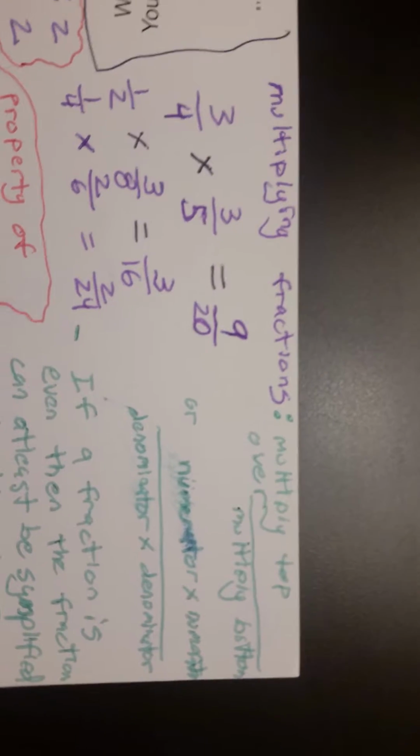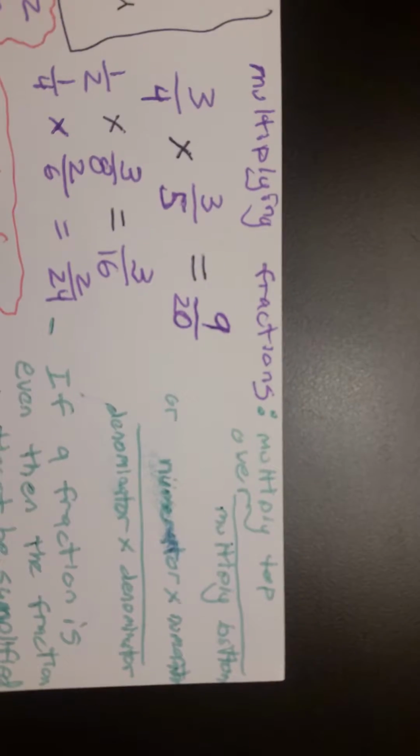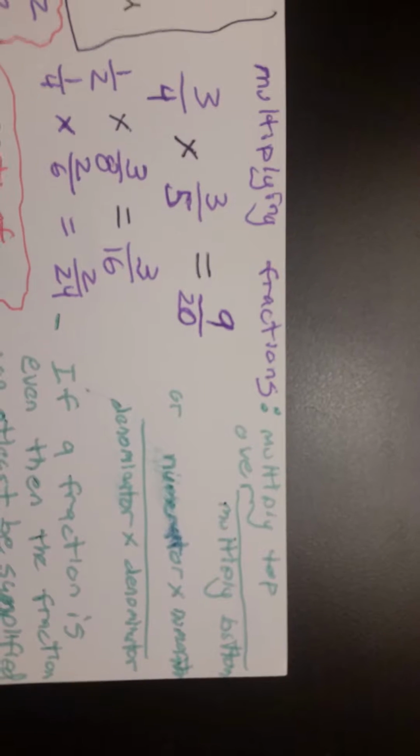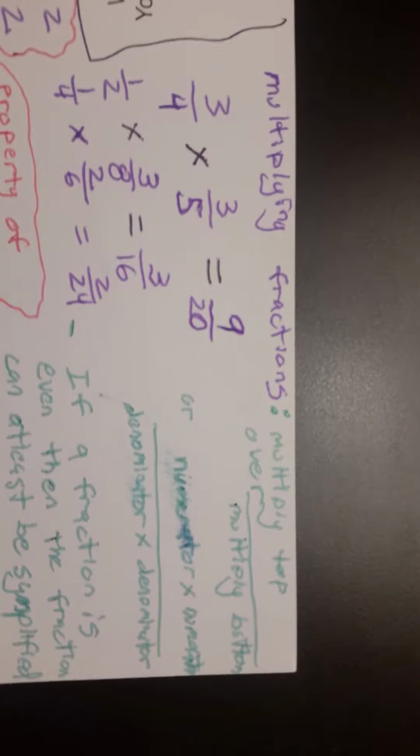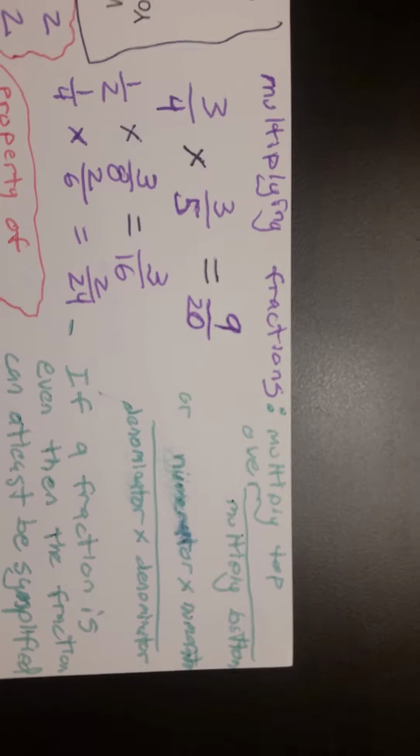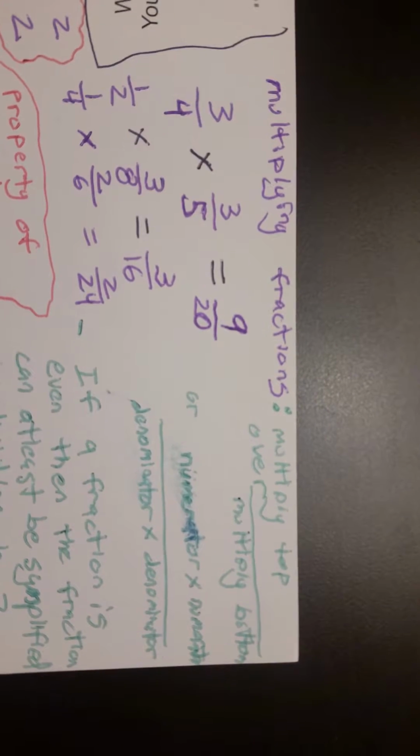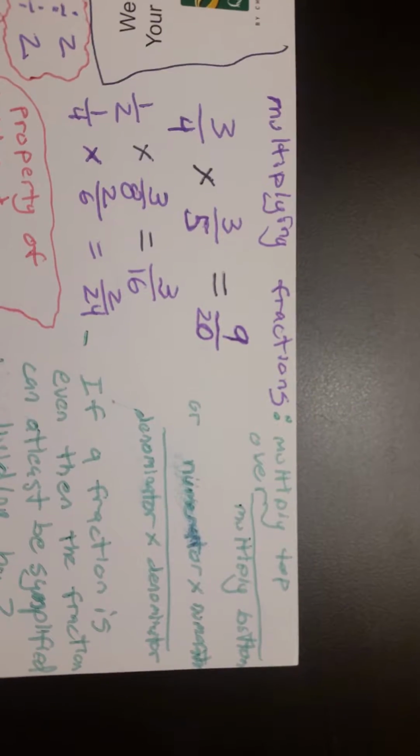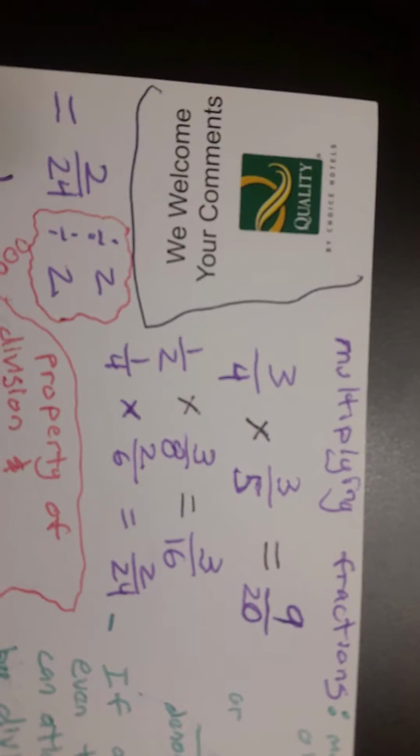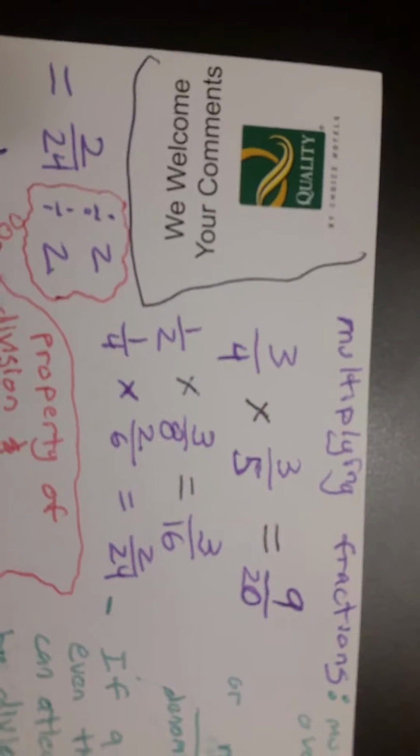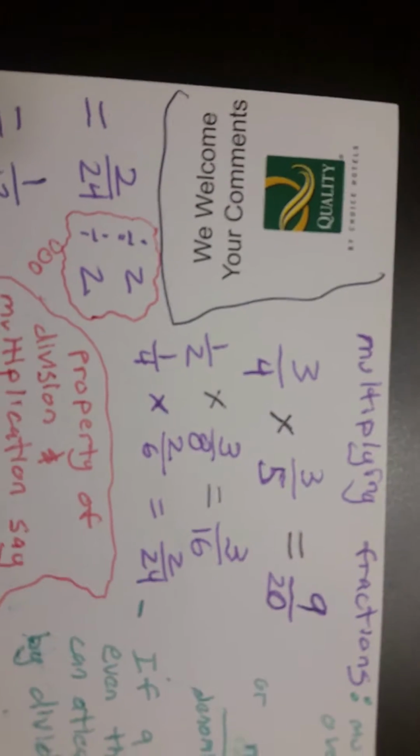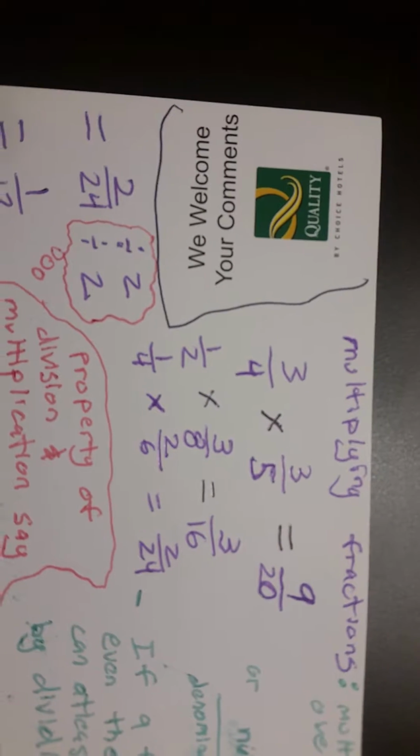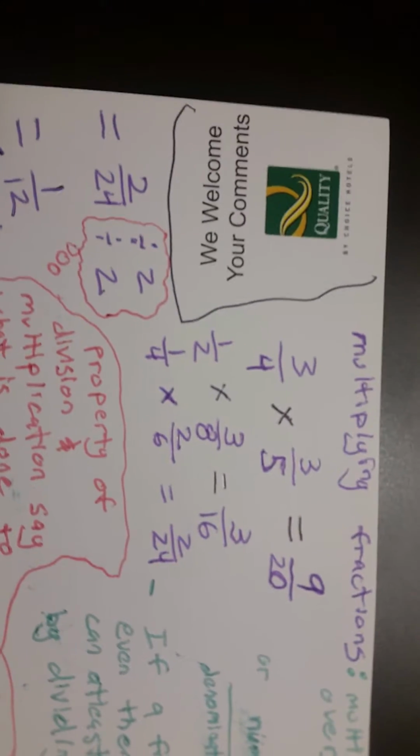So with multiplying fractions, pretty much you multiply the top of the fraction and you put it over the bottom of the fraction. The top is also known as the numerator and the bottom as the denominator. So as you can see here, 3/4 times 3/5 equals the 3 times the 3 on the top, or the numerator, equals 9. The 4 times the 5 equals 20 in the denominator, so that's 9/20.